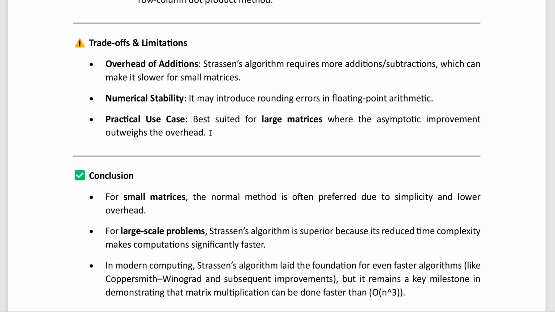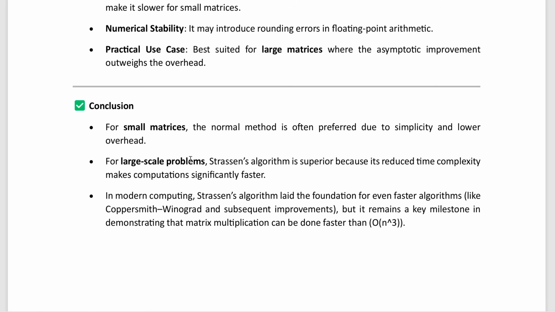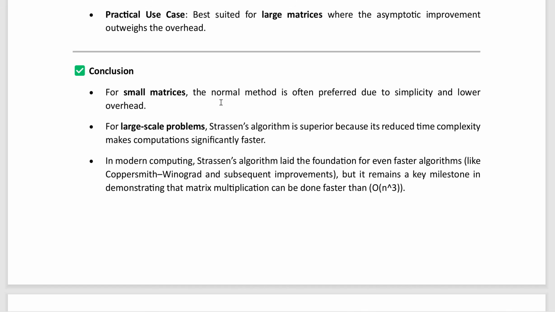Practical use cases: the Strassen matrix multiplication method is best suited for large matrices where the asymptotic improvement outweighs the overhead. Conclusion: for small matrices, the normal or naive matrix multiplication method is often preferred due to simplicity and lower overhead. For large scale problems, Strassen's matrix multiplication algorithm is superior because its reduced time complexity makes computations significantly faster.